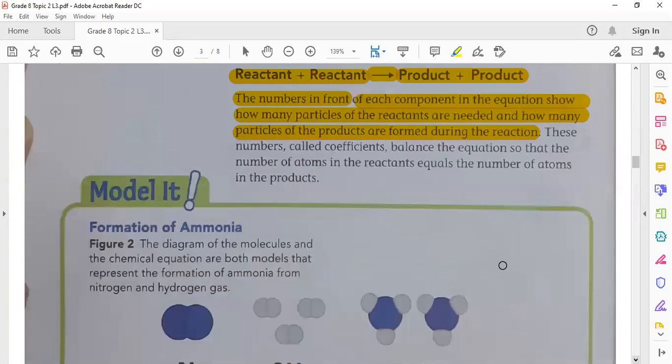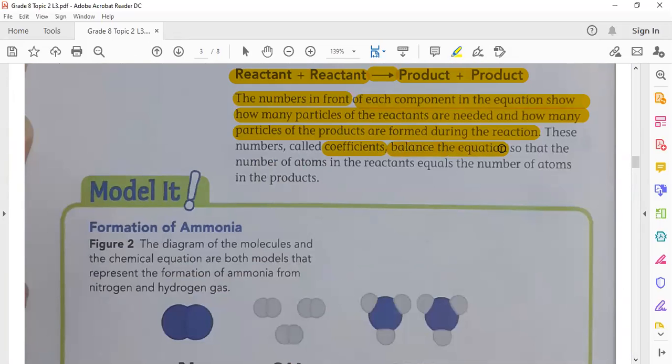Again, the numbers in front of each component in the equation show how many particles of the reactants are needed and how many particles of products are formed during the reaction. These numbers are called coefficients. They are completely different from subscripts. Why are these numbers important? Because they help us balance the equation.